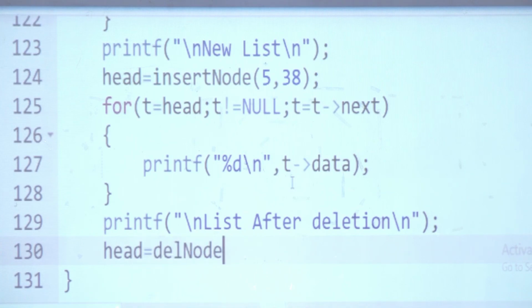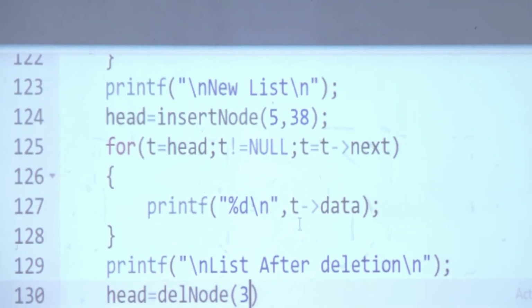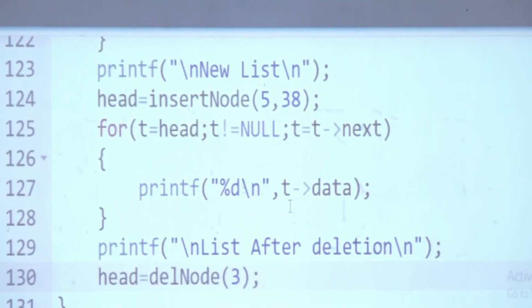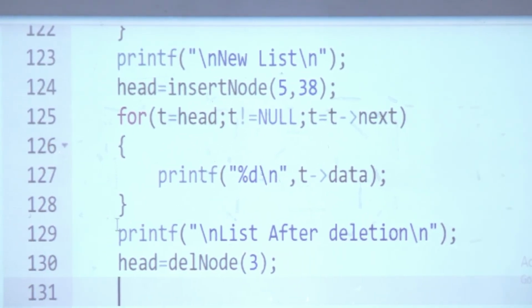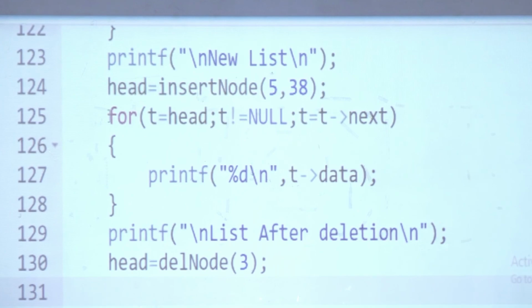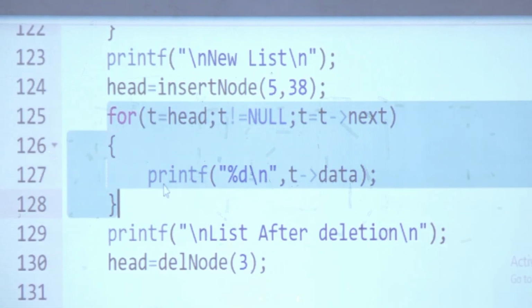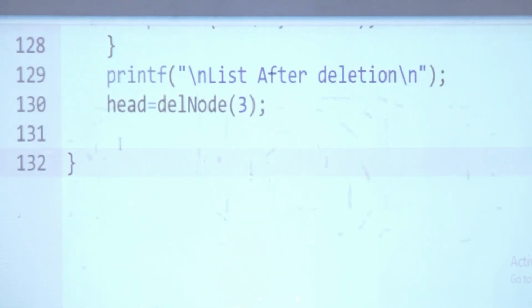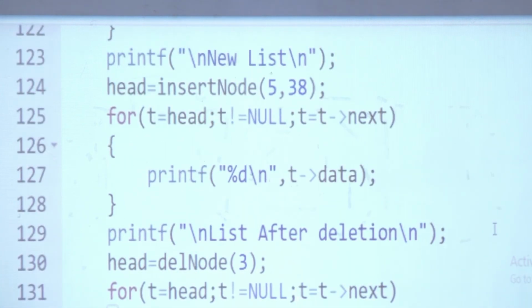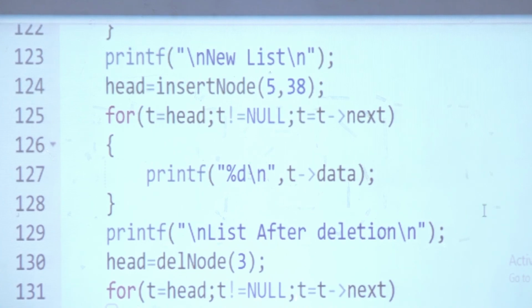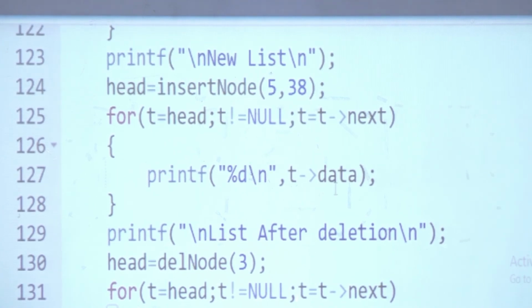Now head is equal to del node. Okay. Which node will we delete? We'll delete node number 3, let's say. Some node 3, and then we'll print the list again. So you can copy that code from line 125 to 128. Okay. We are going to print the list. So 3 lists are going to be printed. List before insertion, list after insertion, list after deletion. So let's see how it goes for us.